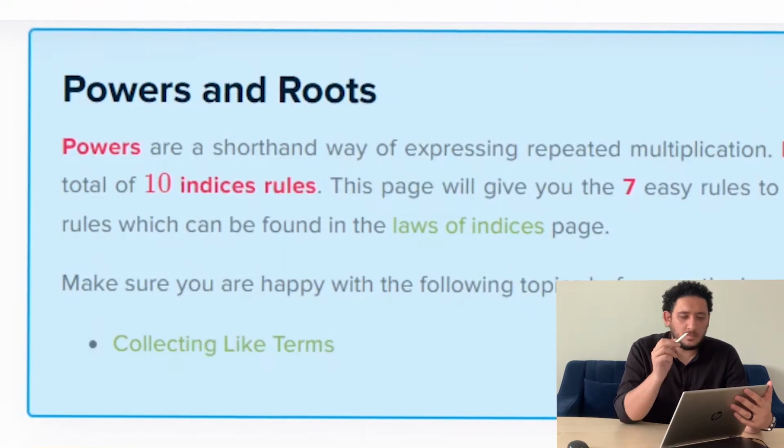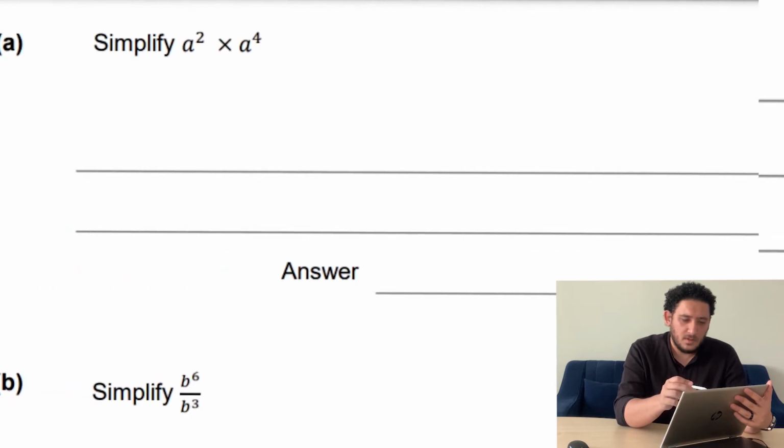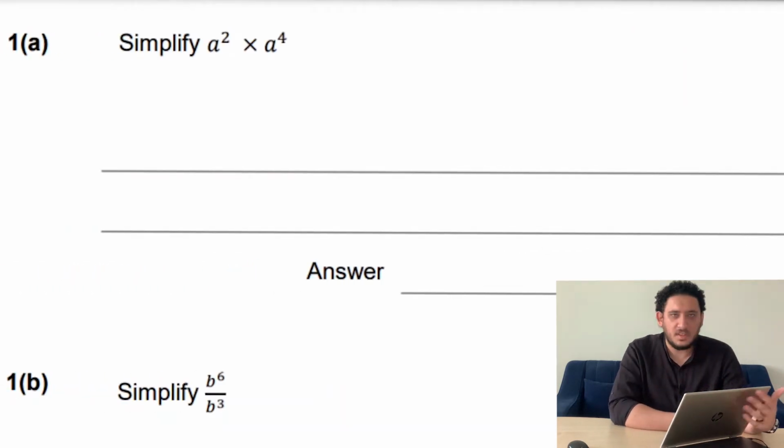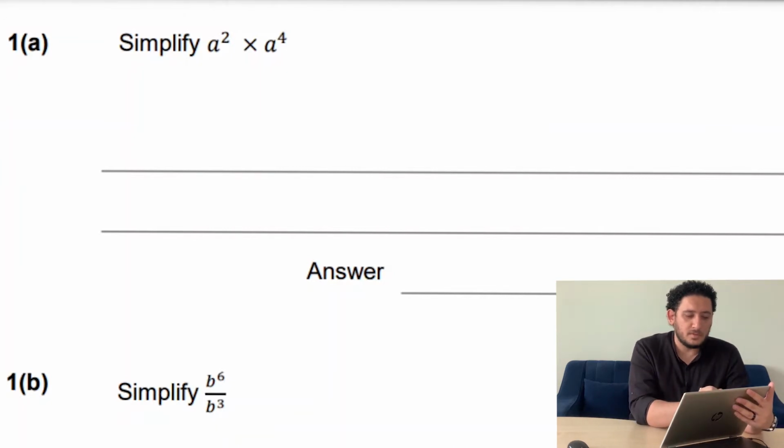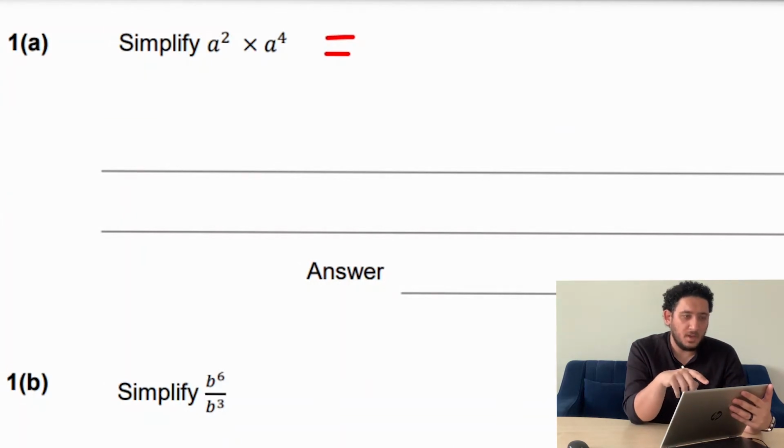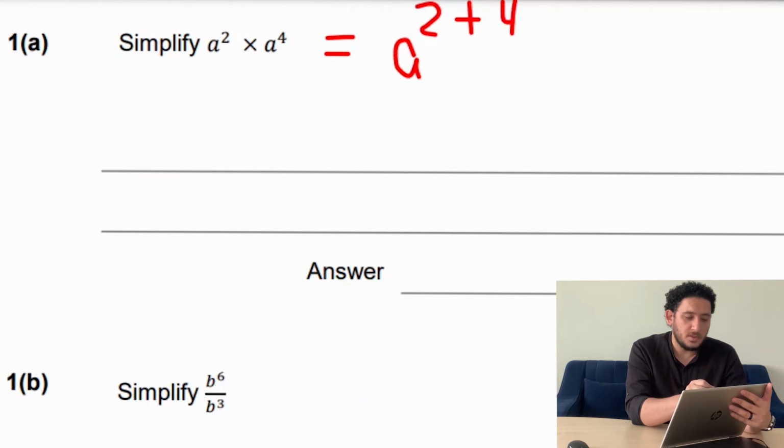Okay, let's take some exercises about this topic. Let's start with an easy one. Simplify a squared multiplied by a power 4. It means we will multiply with the same base. We have the same base in both of them. It equals a power 2 plus 4, which means a power 6.